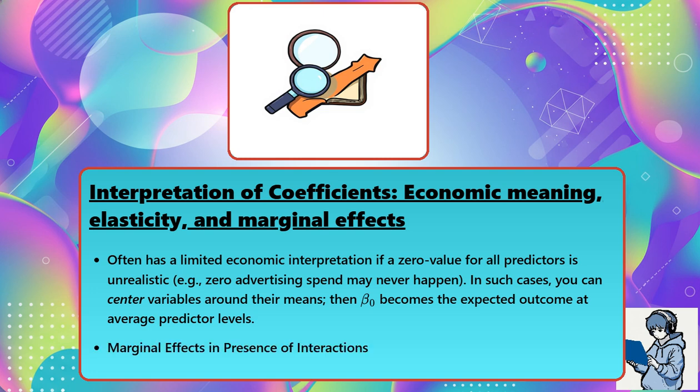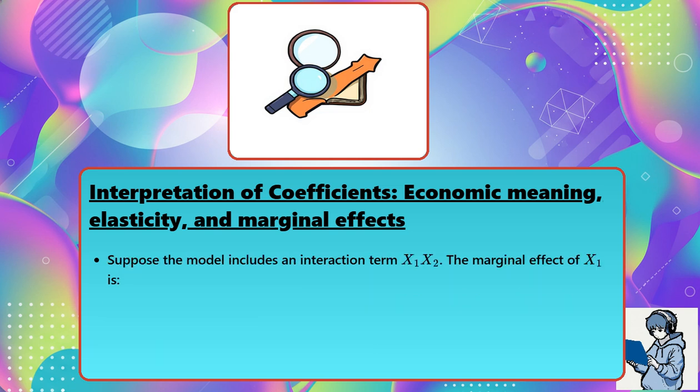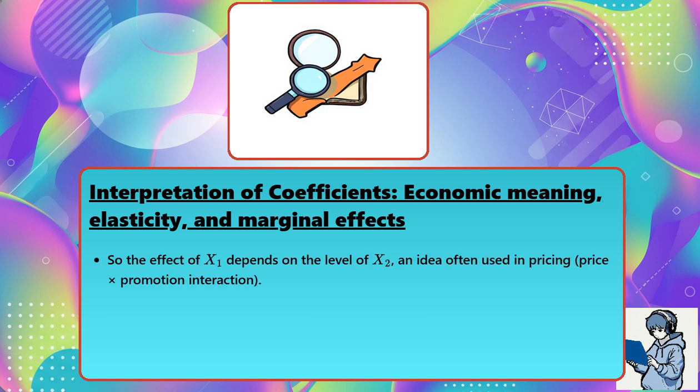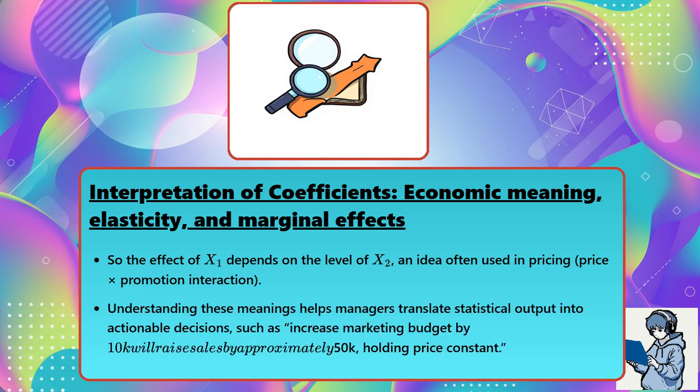Marginal effects in the presence of interactions. Suppose the model includes an interaction term x sub 1 x sub 2. The marginal effect of x sub 1 is partial y over partial x sub 1 equals beta 1 plus beta 12 x sub 2. So the effect of x sub 1 depends on the level of x sub 2, an idea often used in pricing, such as a price times promotion interaction. Understanding these meanings helps managers translate statistical output into actionable decisions, such as: increasing the marketing budget by $10,000 will raise sales by approximately $50,000, holding price constant.